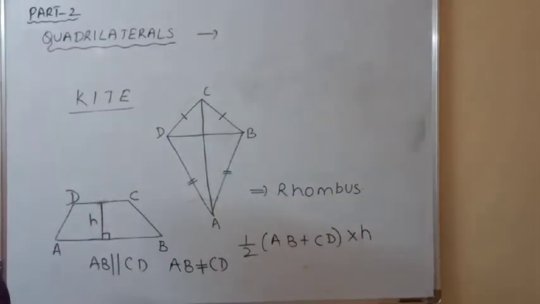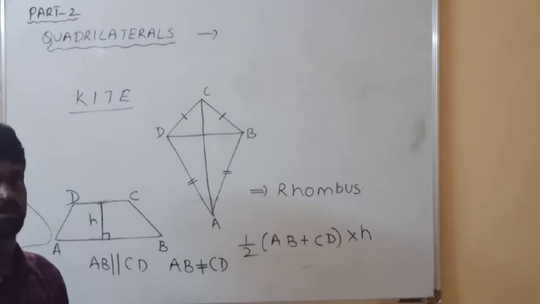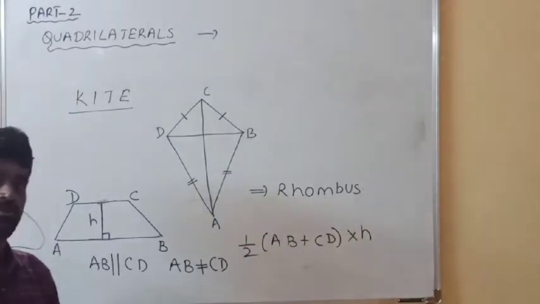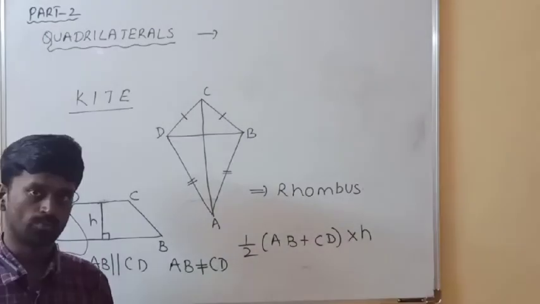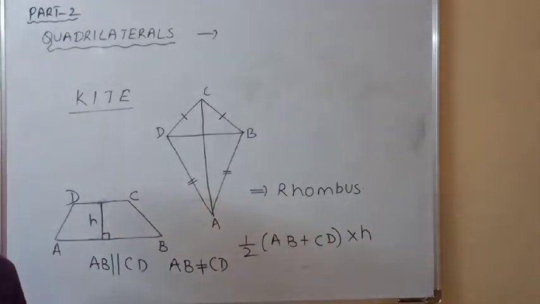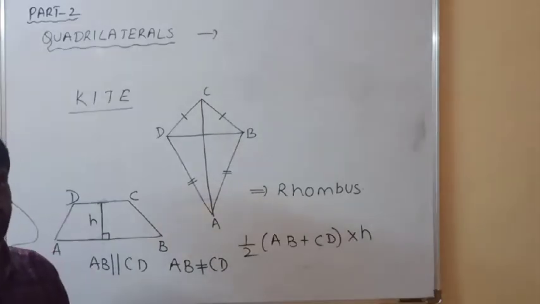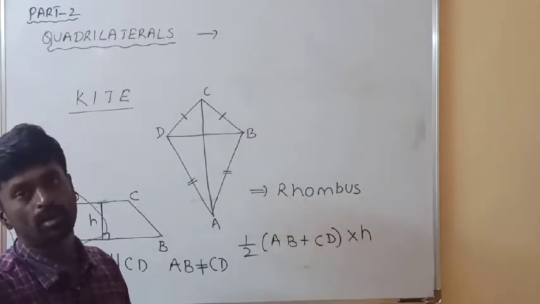Okay. What is the area of the rhombus? Half diagonal 1 into diagonal 2. Same formula we can use for a square also, no problem. But what is the area of the square? Side square. Or you can use half one diagonal into another diagonal. Next, what is the area of the rectangle? Length into breadth.